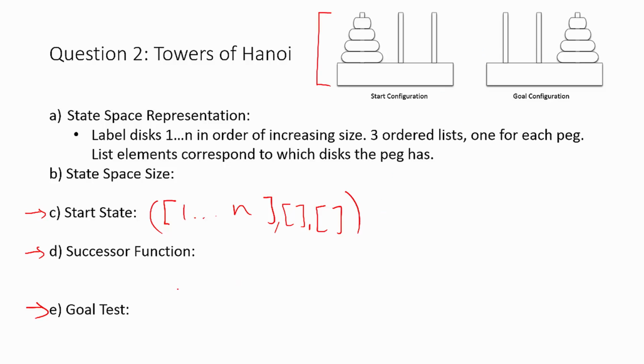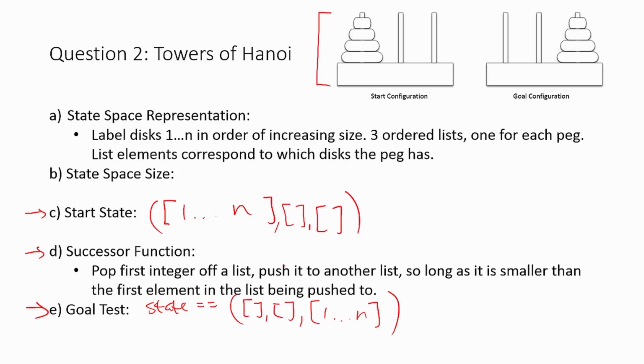Our goal test is also very straightforward because we just need to check if our state is equal to a mirror image of this. So that's 2 empty lists here and all the disks sorted in order in the rightmost peg. So that's this here. Okay, the successor function is also pretty straightforward because it derives itself based on the rules of the Towers of Hanoi problem. So let's put that here.